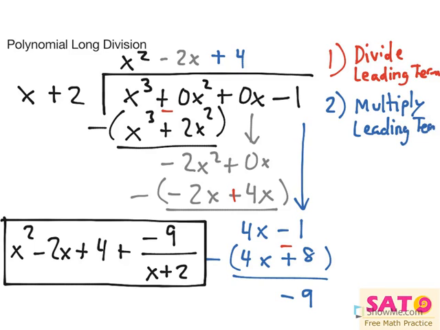In step 3, we subtracted. So step 3, subtract. And we did this as many times as needed until we got our final remainder. Sometimes we won't get a remainder, but most of the time we will.